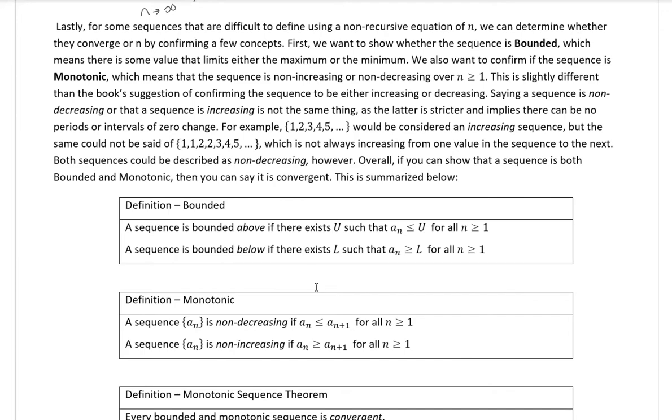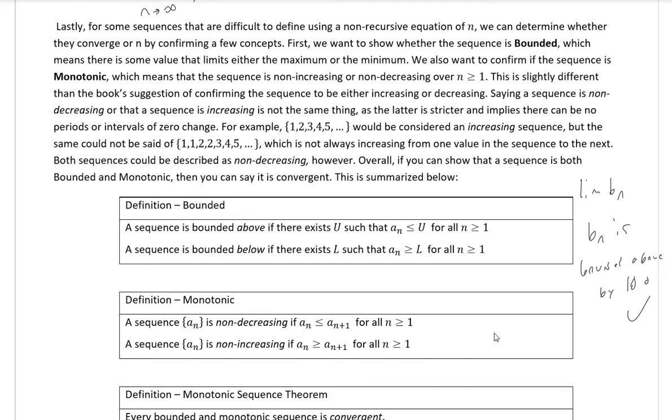Bounded just means that there's some value in which all the numbers in your sequence are less than that. You don't really need to choose a value that's right at the cusp of it or what it's approaching. You just need to find some value. For example, I know if I have the limits of b sub n, and I know that b sub n is bounded above by 100, then I'm good.